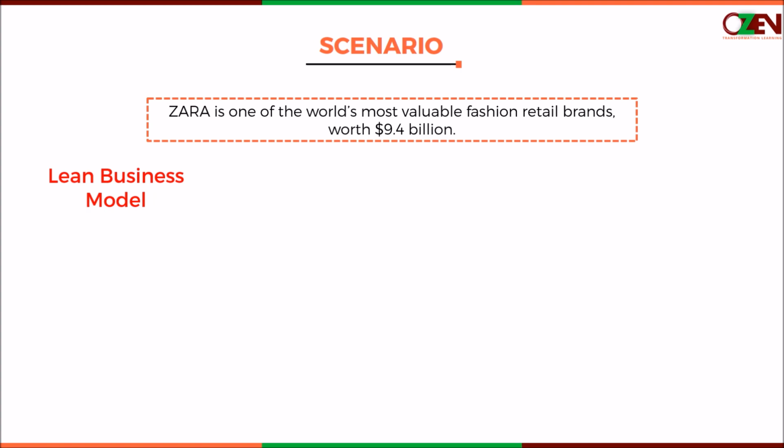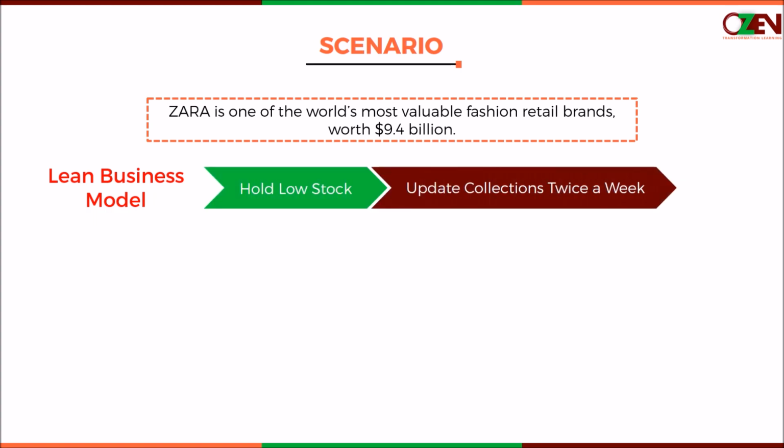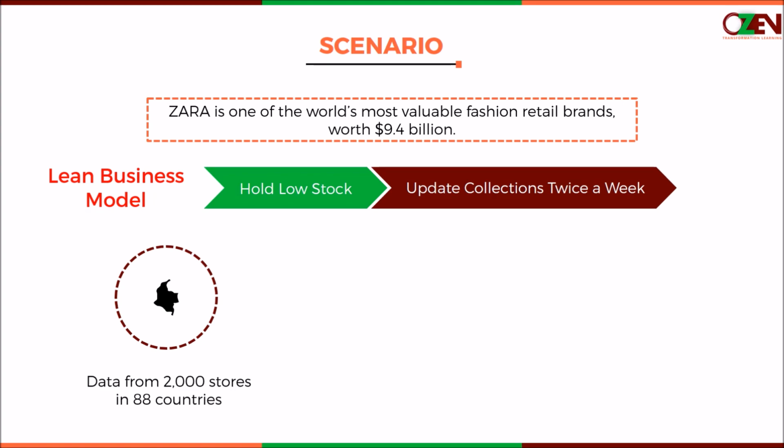Zara store managers break the fashion supply chain rules by holding low stock and updating new collections twice a week at precise times. Lean customer focus is a lean principle in which the customer determines what is important in a product or service. Using this principle, store managers from 2,000 stores in 88 different countries feed the customer's buying habits into a computer at the collection counter every evening.